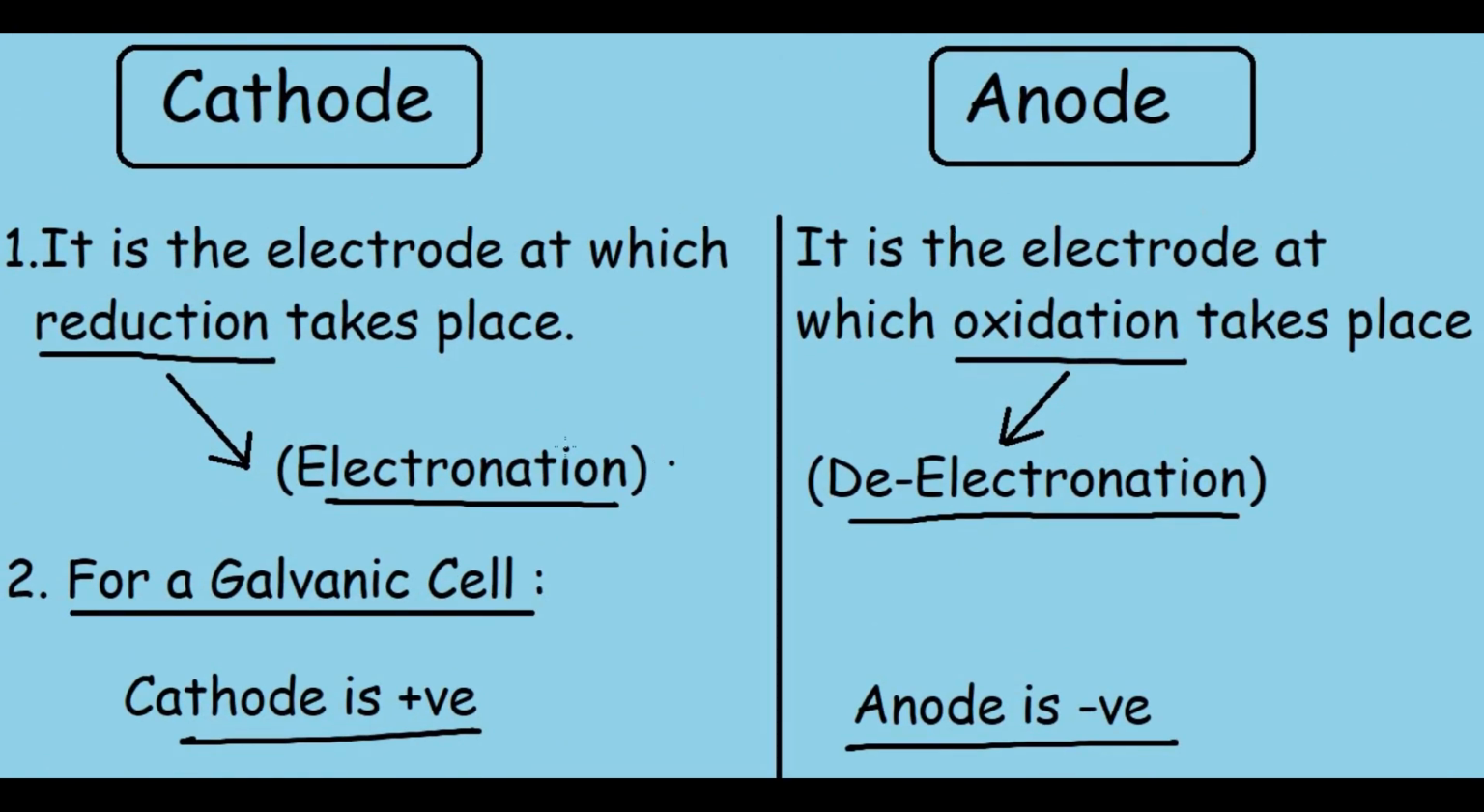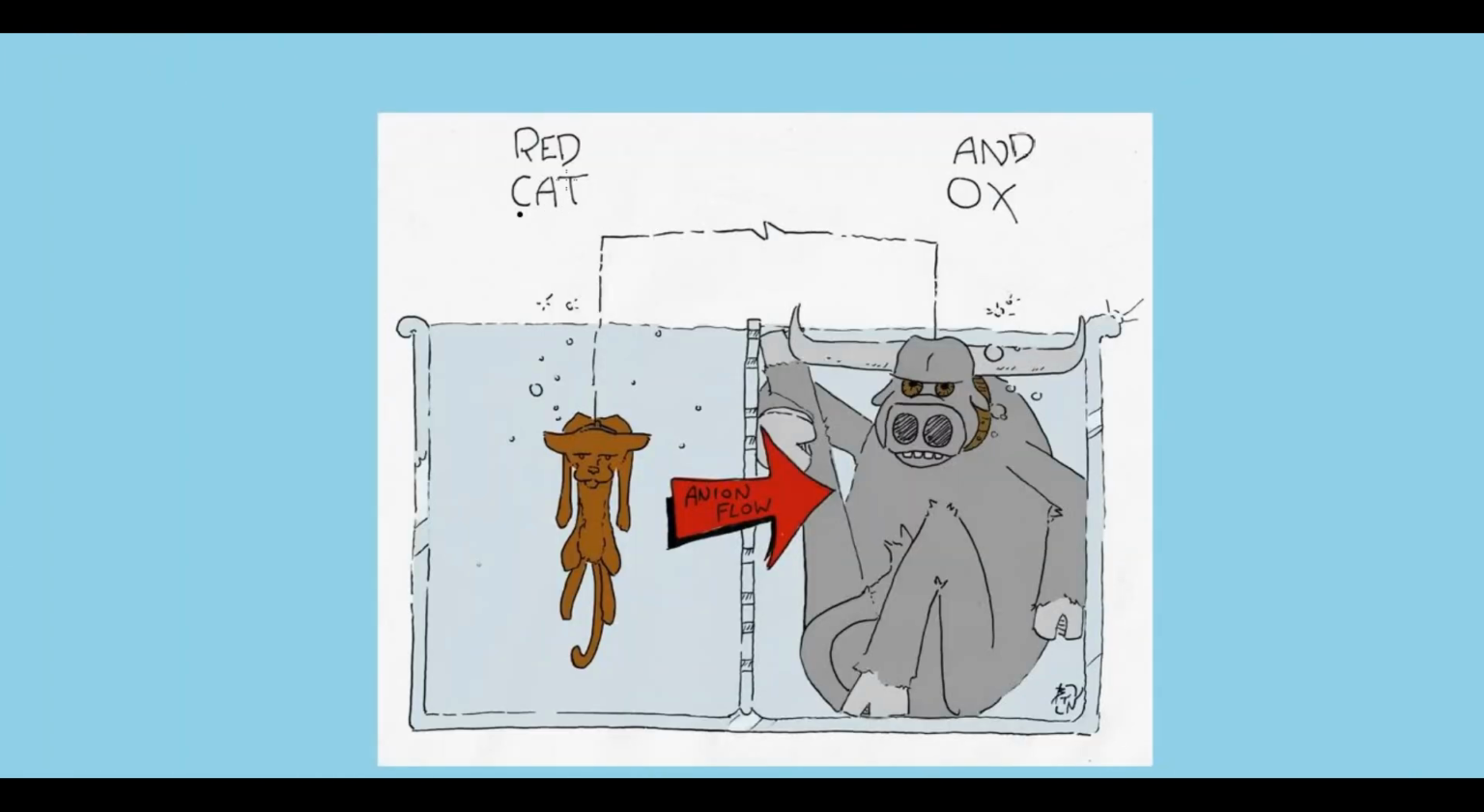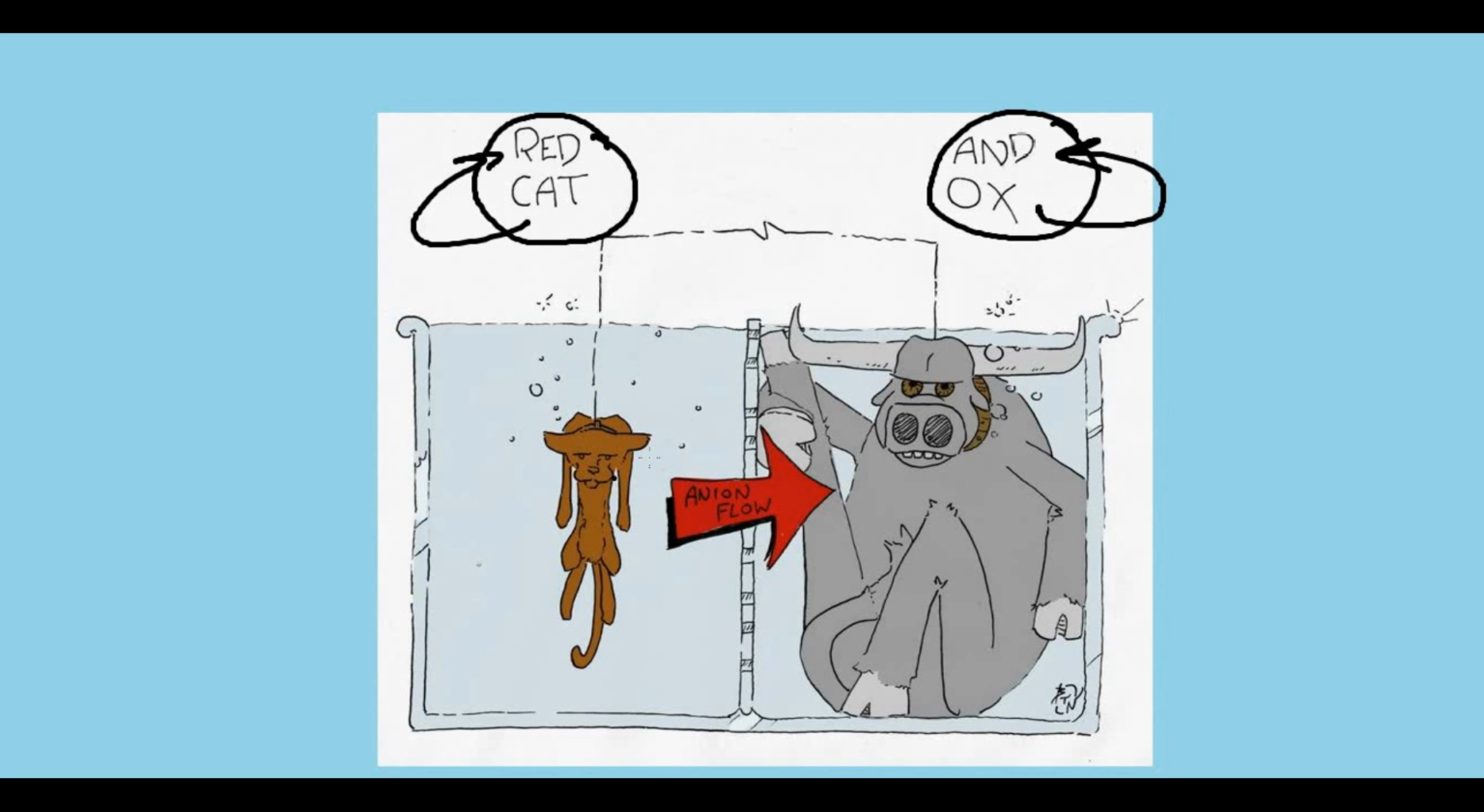At last I will show a diagram so you can easily remember that at anode oxidation takes place and at cathode reduction takes place. You can easily remember it by remembering this: red cat and ox. Red cat indicates reduction, cathode; ox indicates oxidation, anode. I also have a diagram which shows the cat at the cathode position and the ox at the anode position. So remember: cathode, reduction; oxidation, anode.